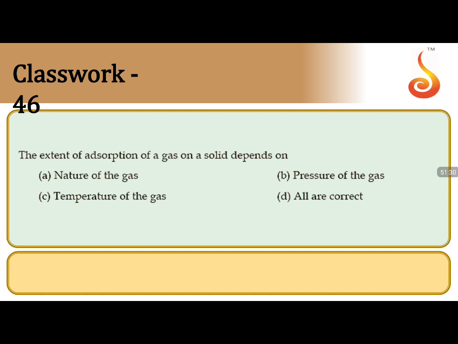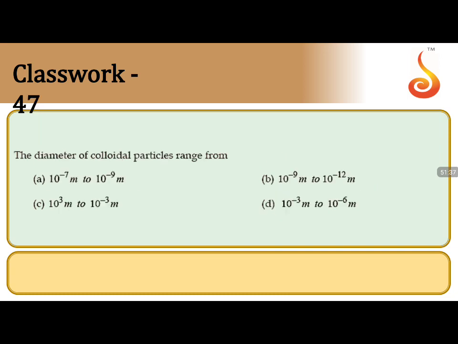Moving to 46. Already we have completed this, option D. 46 is the same repetition of the question, so no need to go for this. Moving to 47, the diameter of colloidal particles ranges from 1 nanometer to 100 nanometers. 1 nanometer is 10 power minus 9 meter, 100 nanometers becomes 10 power minus 7 meters. The range between these two is in option A, so the answer should be option A.